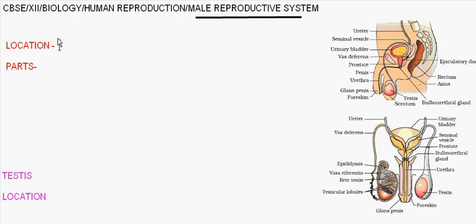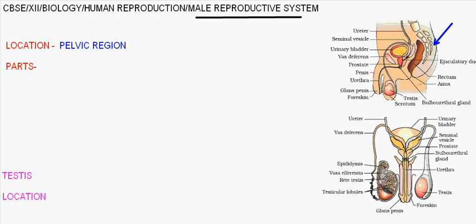Now, coming to the location of the male reproductive system. Male reproductive system is located in the pelvic region. As we can see in this image, this is the pelvic region. Male reproductive system is located in the pelvic region.